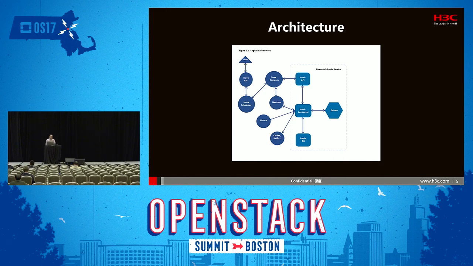Now Nova compute talks to Ironic API instead of a hypervisor. Then Ironic conductor gets the image from Glance, gets network support from Neutron, and gets volumes from Cinder. Ironic supports many physical servers from many vendors through a driver layer.